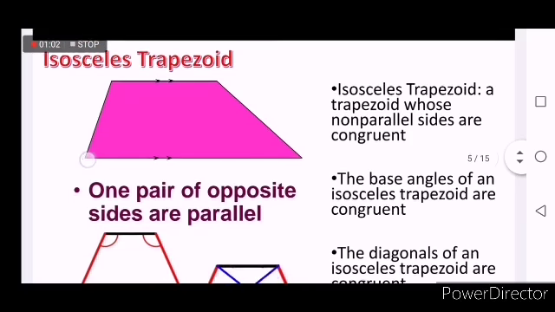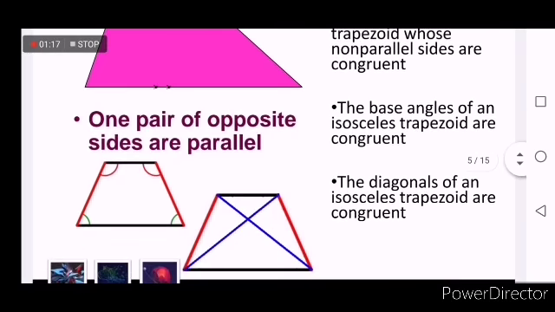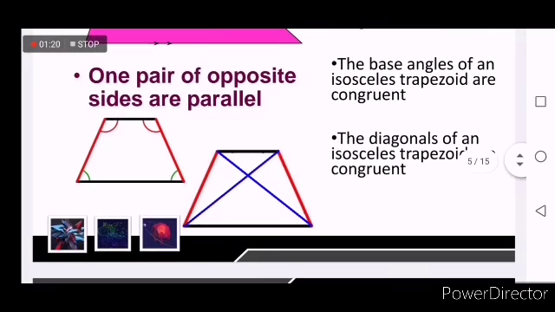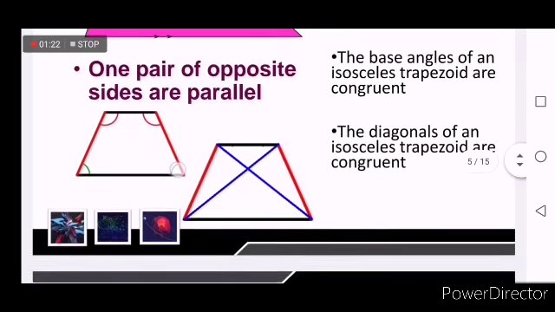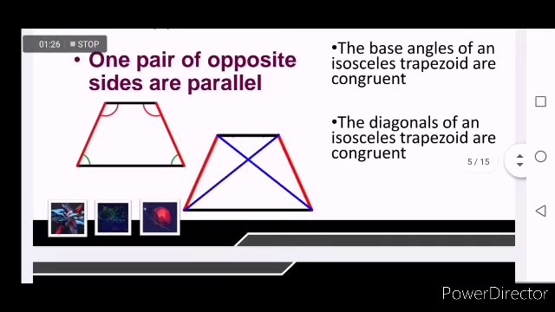Okay? Ngayon, merong iba't ibang klase din ng trapezoid. We have what we call isosceles trapezoid. This is a trapezoid whose non-parallel sides are always equal. So, yung dalawang non-parallel sides sa isosceles trapezoid, laging equal. Tatandaan nyo yan. And syempre, pag ganun, kasama na rin yung mga base angles na tinatawag, yung kulay green dito, at saka yung mga diagonals dito.